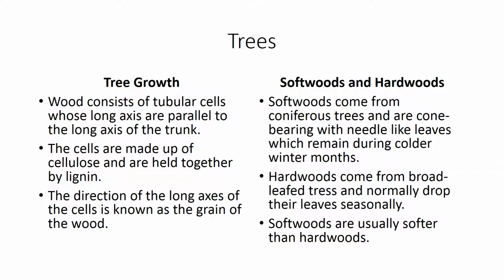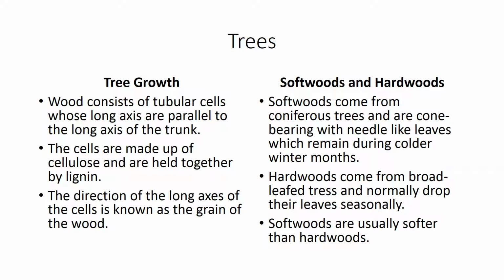Wood consists of tubular cells whose long axes are parallel to the long axis of the trunk. The cells are made up of cellulose and are held together by lignin. The direction of the long axis of the cells is known as the grain of the wood.